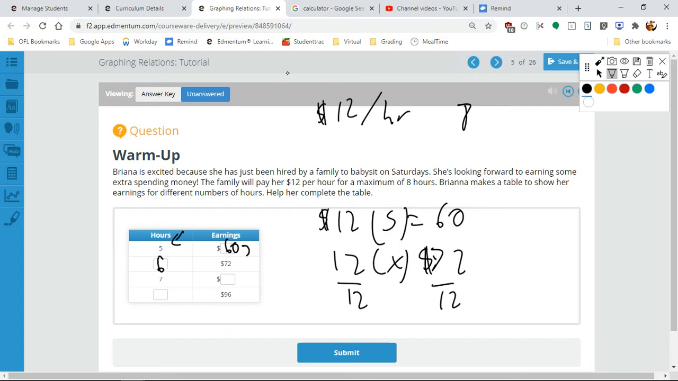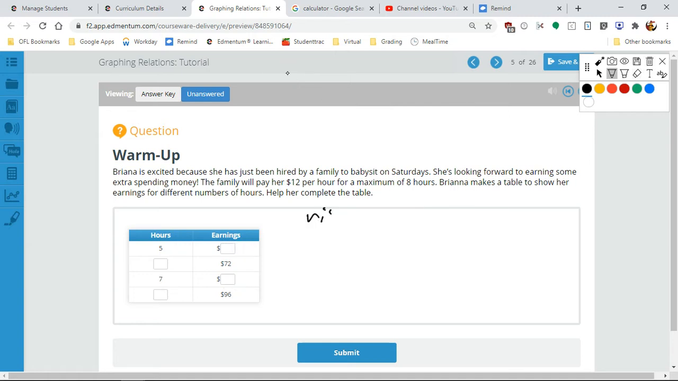Now, one thing you might notice is that we keep going up by 12. If I do 7 hours, I'm just going to add another 12, which is 84. And if I look here, it has to stop at 8 because she could only work 8 hours. What's happening here is we're noticing a rise over run. This will make more sense when we're graphing it, but our rise is $12 and our run is every 1 hour. That's what's known as our rise over run. Every time I go over 1, I go up 12. I rise 12.